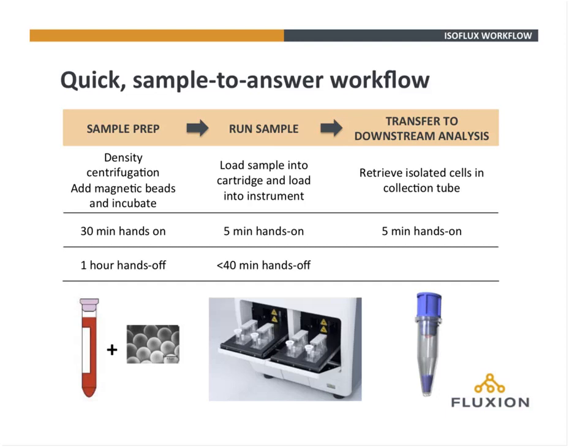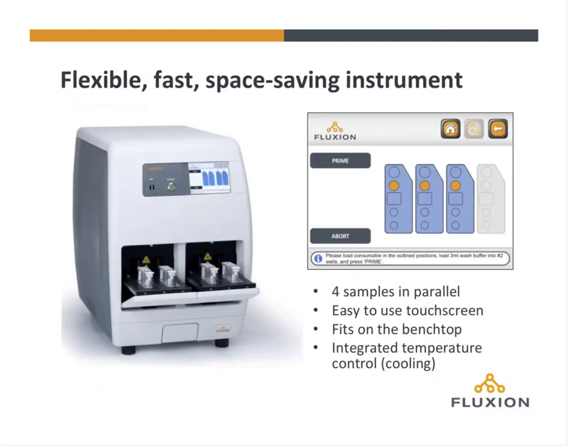And after that, the cartridges come back out, and you can retrieve the cells off of the cartridge, and they're immediately ready for the downstream analysis. The instrument itself can run up to 4 samples in parallel, which, using the workflow that I just described, means you can do about 16 samples per day.